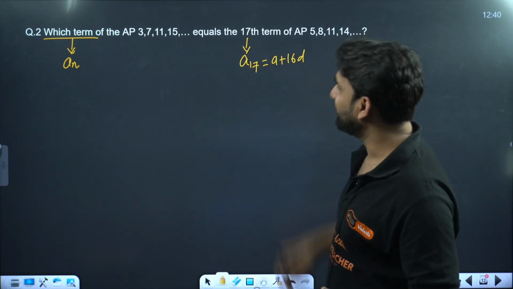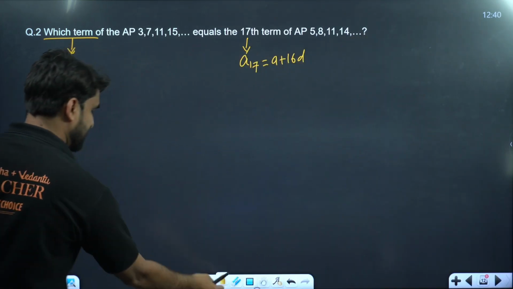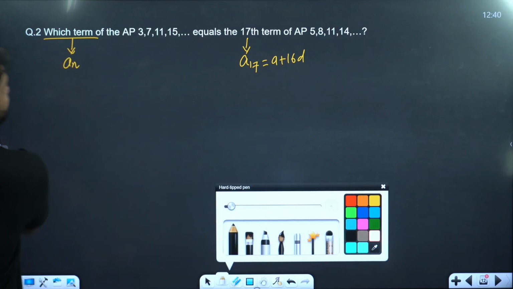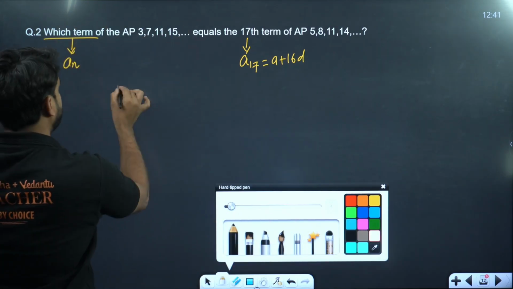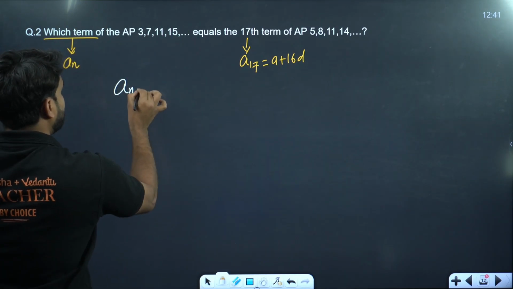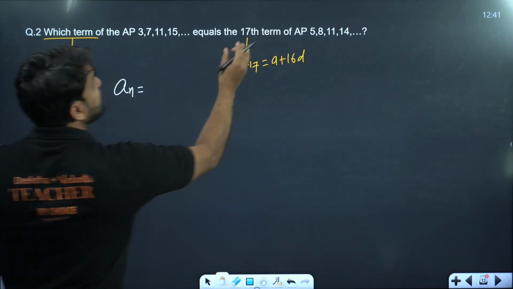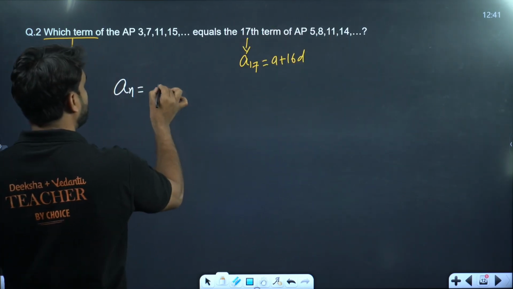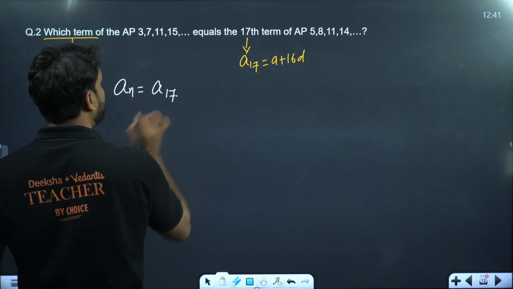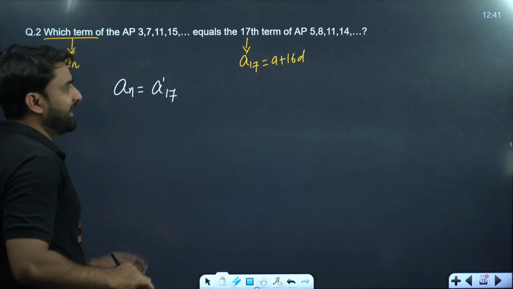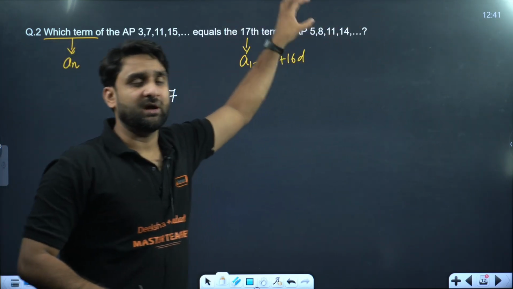So let's do the question. We can solve it in a very easy method. The question is which term of this AP? I don't know, so we can write nth term. n is equal to the 17th term of this AP. So this is the 17th term, and we can denote it with a dash. A dash is representing the other AP.